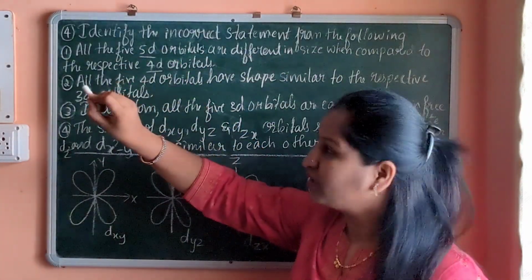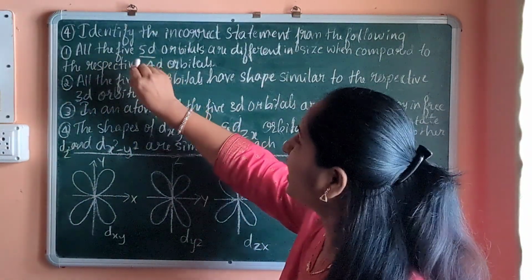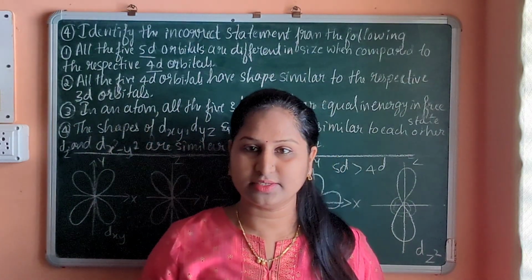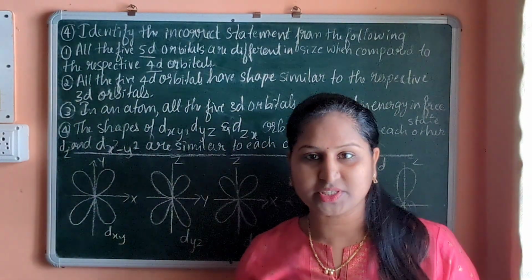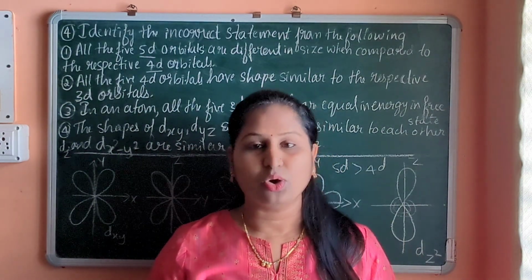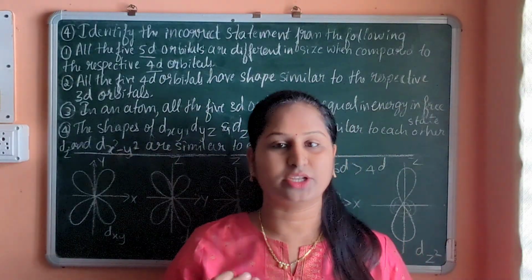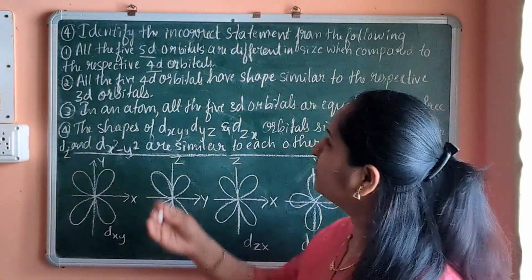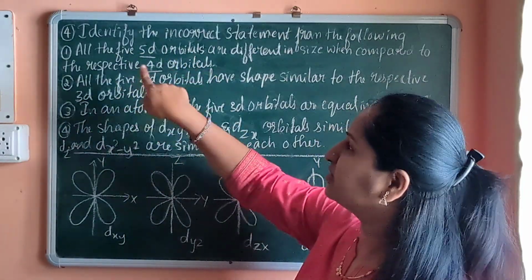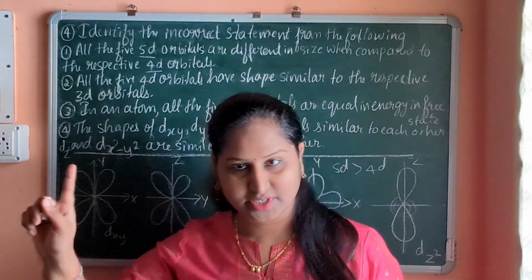You can see here the n value, that is the principal quantum number value. Here it is 5 and here it is 4. And you should know that whenever the n value increases, the principal quantum number signifies energy as well as the size of the orbital. So, as the n value increases, the size as well as the energy of the orbital increases. Hence, the first statement is correct because 5d orbitals are different in size. Of course, they are bigger in size when compared to 4d orbitals. So, the first statement is correct.